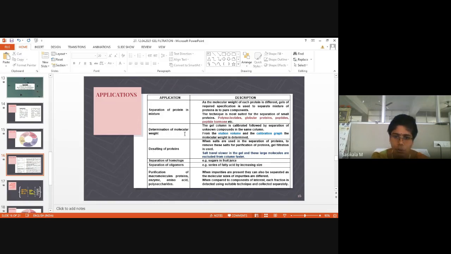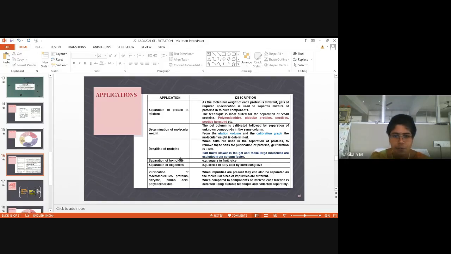Then desalting of proteins. In case of protein purification, salts will be added. In order to remove that salt, gel filtration chromatography is applicable. For purification of proteins, we add salt, and that salt will interfere with the protein. So this salt should be removed from the protein mixture by this technique. How is it separated? Salts travel slower in the gel than larger molecules, that is proteins. So large molecules will be eluted faster than salt molecules.